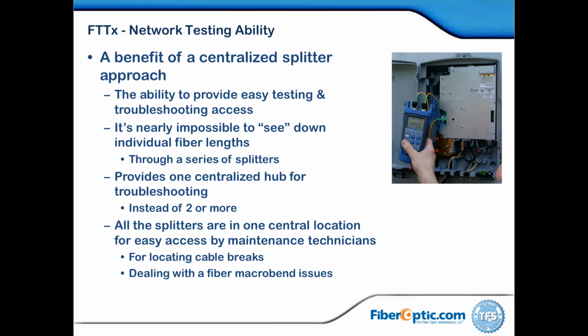But the ability to easily test and troubleshoot, because it's almost impossible to see down individual fiber lengths through a series of splitters. We can see, but almost impossible to see. So one centralized hub for troubleshooting ends up instead of two or more. That again goes back to the central office, where I can shoot out to where the splitters are and then go to the other side of the splitters and split to your homes.